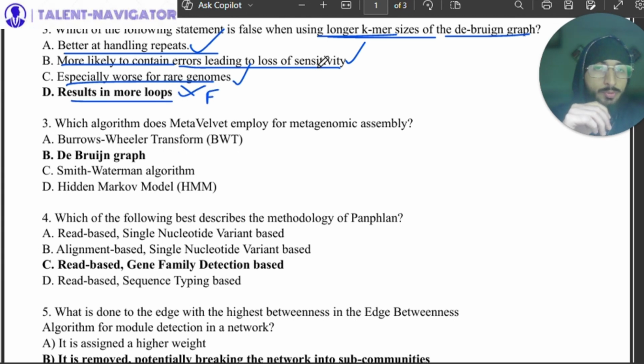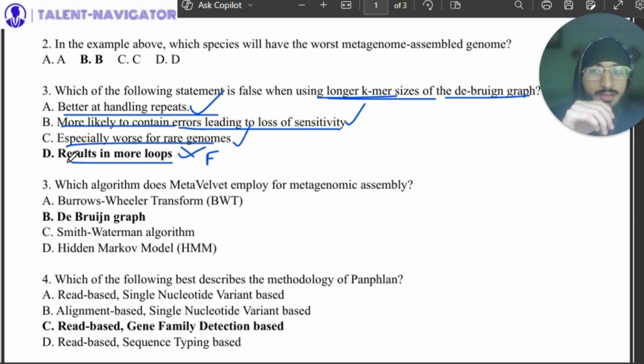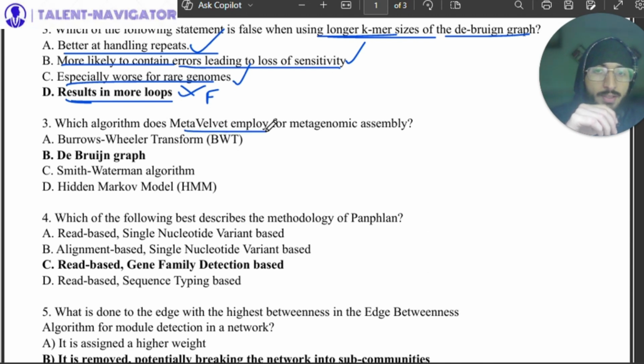It does not result in more loops. Rather, smaller k-mer sizes of the De Bruijn graph would lead to more loops than the longer k-mer sizes. That's why this is the answer. Now, which algorithm does MetaVelvet employ for metagenomic assembly? The answer is De Bruijn graph.